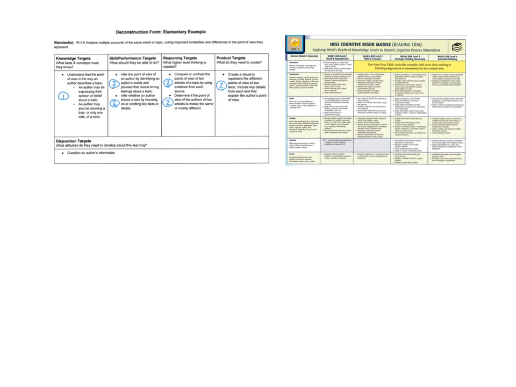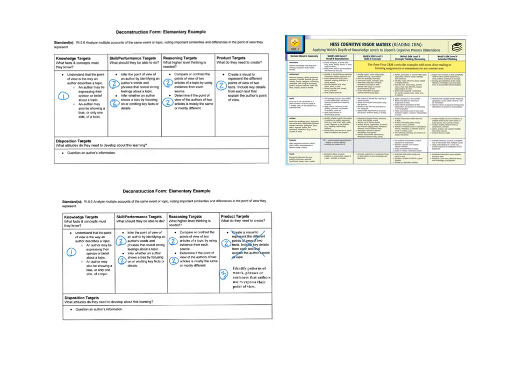Use the Hess Cognitive Rigor Matrix to analyze your deconstruction statements. Make revisions to your deconstruction to include DOK levels 1 through 3. Then create learning targets that clearly communicate to students what they will learn.